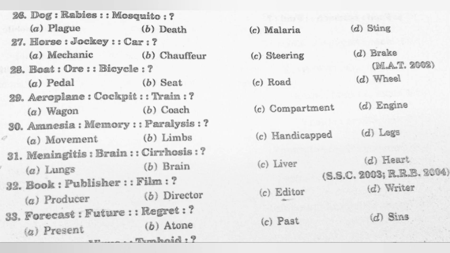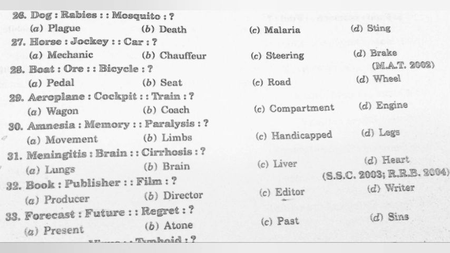Okay. Forecast, future; regret, what? Forecasting is done for the future, and regret is not for the present, of course, it is for the past. If something bad has happened, you will regret something that happened in the past, not in the present, right? If something bad happens in the present, you have to fight it. But for things that have happened in the past, you will regret them. So the answer will be C, past.